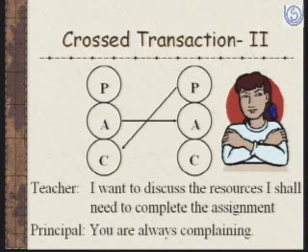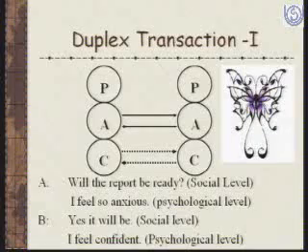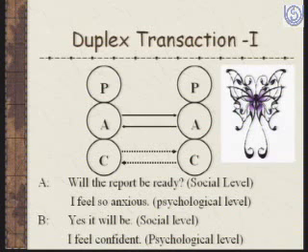So, cross transaction 2. Teacher: I want to discuss the resources I shall need to complete the assignment. Principal: You are always complaining. The teacher was operating from the adult ego state, but the principal operated from the critical parent ego state. Therefore, this transaction is a cross transaction. In the next slide, we will see duplex transaction.